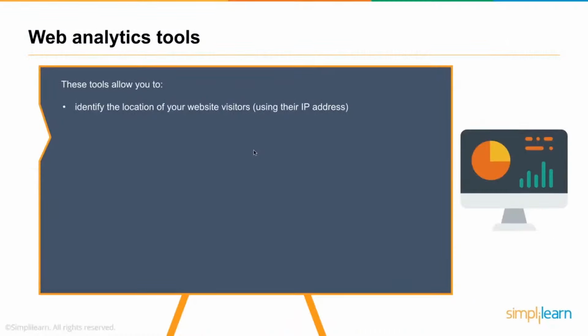And why would we want to use these tools again? Well, again, we want to really measure behavior. We want to measure what's going on with our website. So we want to be able to identify the location of where our website visitors are coming from. A lot of these analytics tools use IP address to identify the location of a website visitor. So if you're trying to target a specific country, then you want to be able to see that the visitors to your website are coming from that specific country or location.